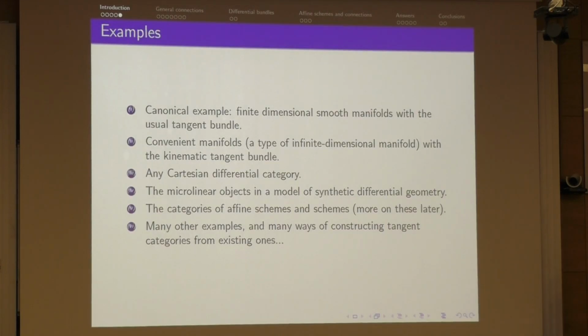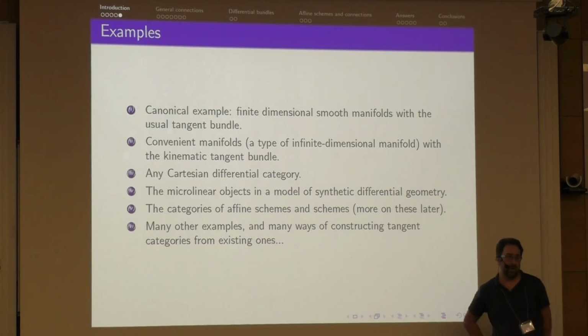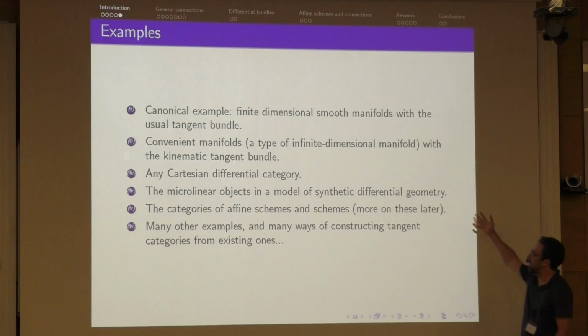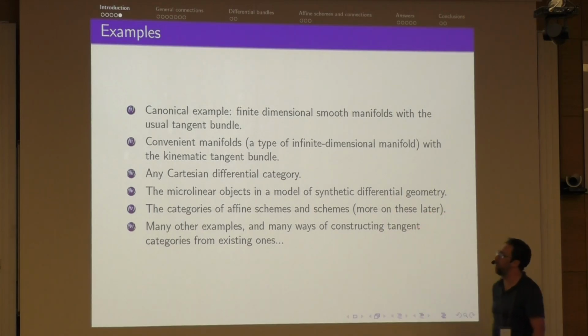So of course, the canonical example is finite dimensional smooth manifolds, with the usual tangent bundle. There are also other examples. If you want to do infinite dimensional geometry, there's also tangent category structure there. So convenient manifolds are one example. If you've heard about Cartesian differential categories, which have some kind of differentiation operation, those are tangent categories as well. Again, in synthetic differential geometry, if you focus on the microlinear objects, that's a tangent category.